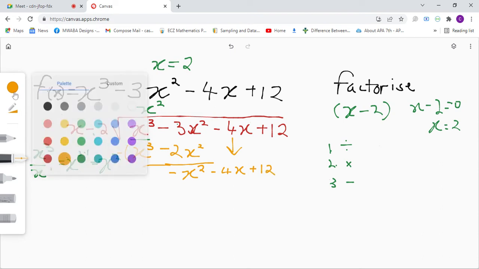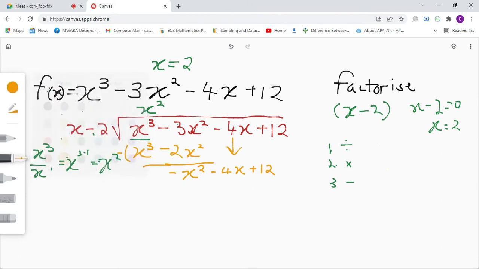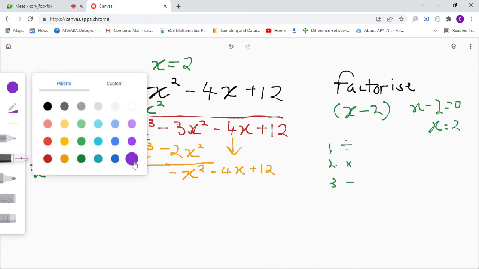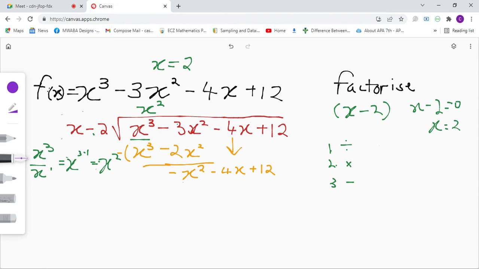We repeat the process. We divide. So what are we going to divide with this time? We're going to divide with negative x squared.